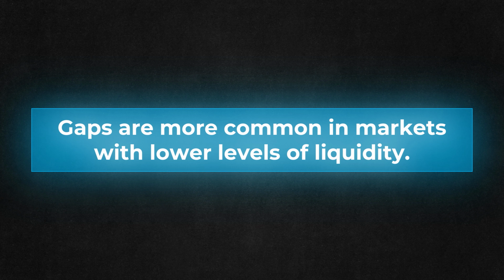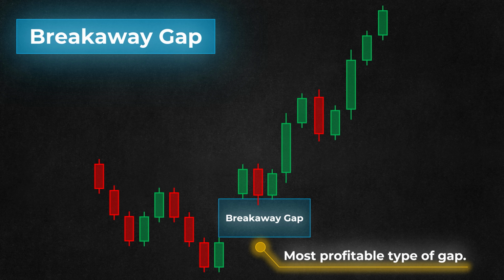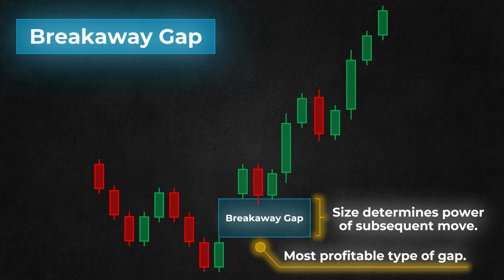Let's begin with the first type of gap, called Breakaway Gap. The Breakaway Gap is a gap that occurs at the very beginning of a trend. The most profitable gaps occur at the beginning of a trend. The size of the gap is an indication of how powerful the subsequent move will be.